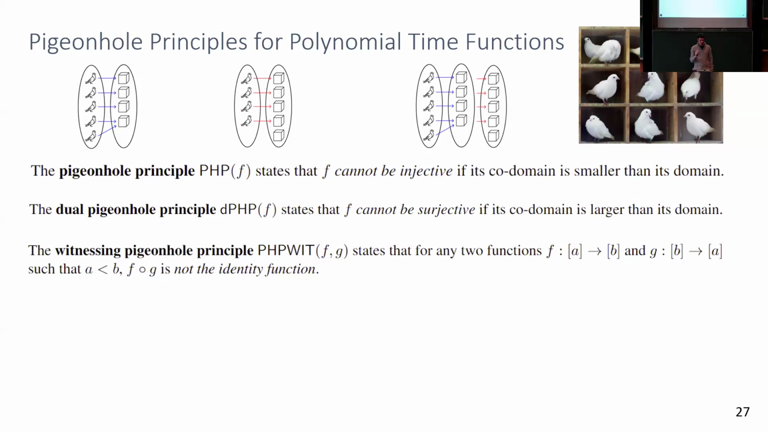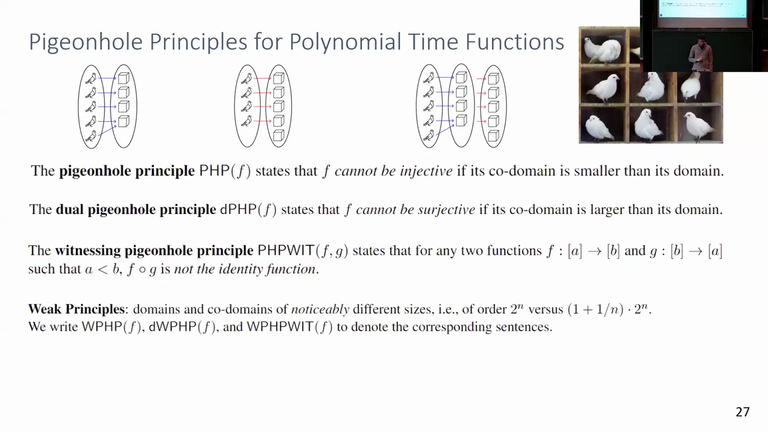And we will consider these statements for polynomial time functions. So for every f in the language of PV, we have a principle. In fact, we'll be looking at the weak versions of the principles. In the weak versions, the sizes of the domain and codomain are not different by one, but by some slightly larger quantity. Those are the weak principles.